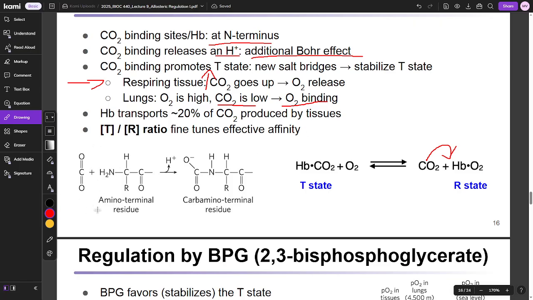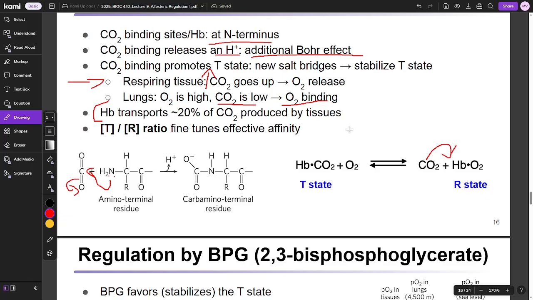Here's an example of how this looks. Notice this is a nucleophilic attack. If you remember any chemistry, there are 2 electrons here. These attack here, this comes up, and now that you have that, you'll make an intermediate where this now has 4 bonds, and you need to release one of these H's, which is where this H plus comes from, which is how we get this Bohr effect. Oh yeah, and this idea here that HB, hemoglobin, transports around 20% of the CO2 produced by the tissues, because obviously, because it's near the tissues, it'll absorb a lot of the CO2.